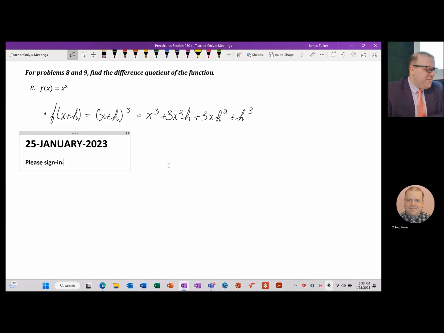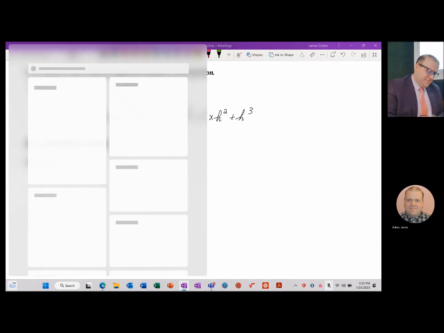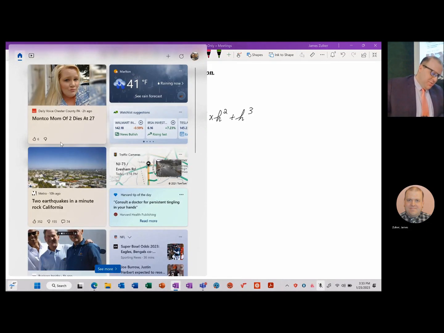Monday, we ended by looking at Pascal's triangle, right? And we saw a nice convenient way to expand out any binomial to a positive integer power. And that's how we were able to get x plus h cubed so quickly. We're looking for the difference quotient.